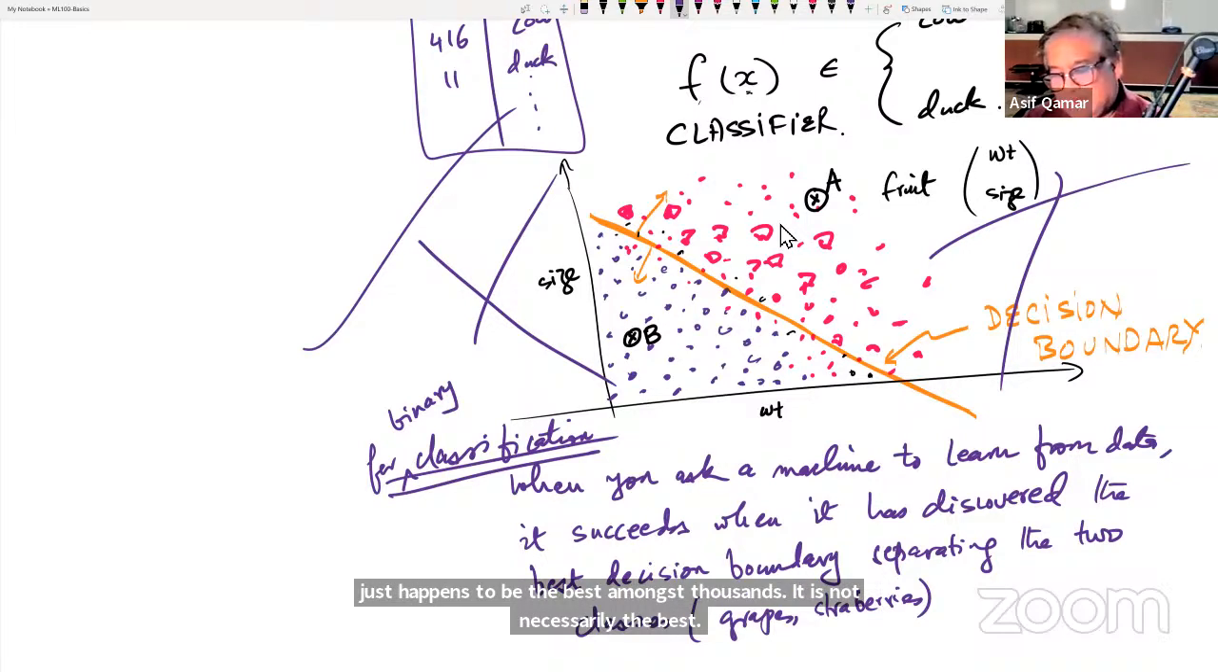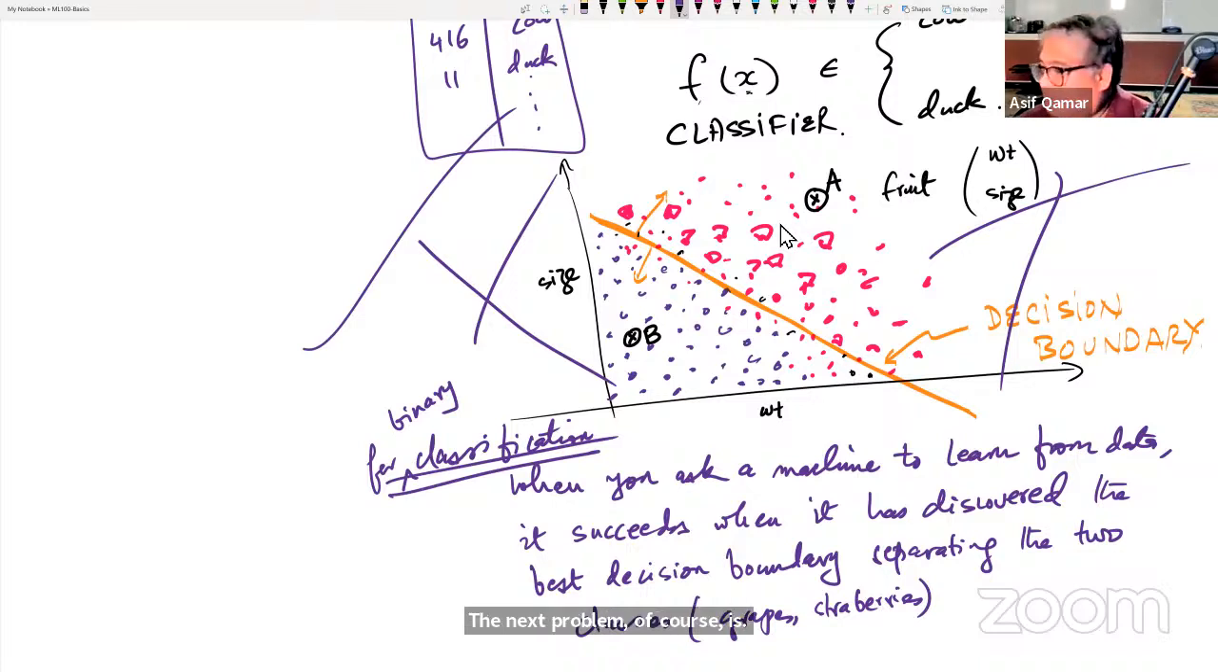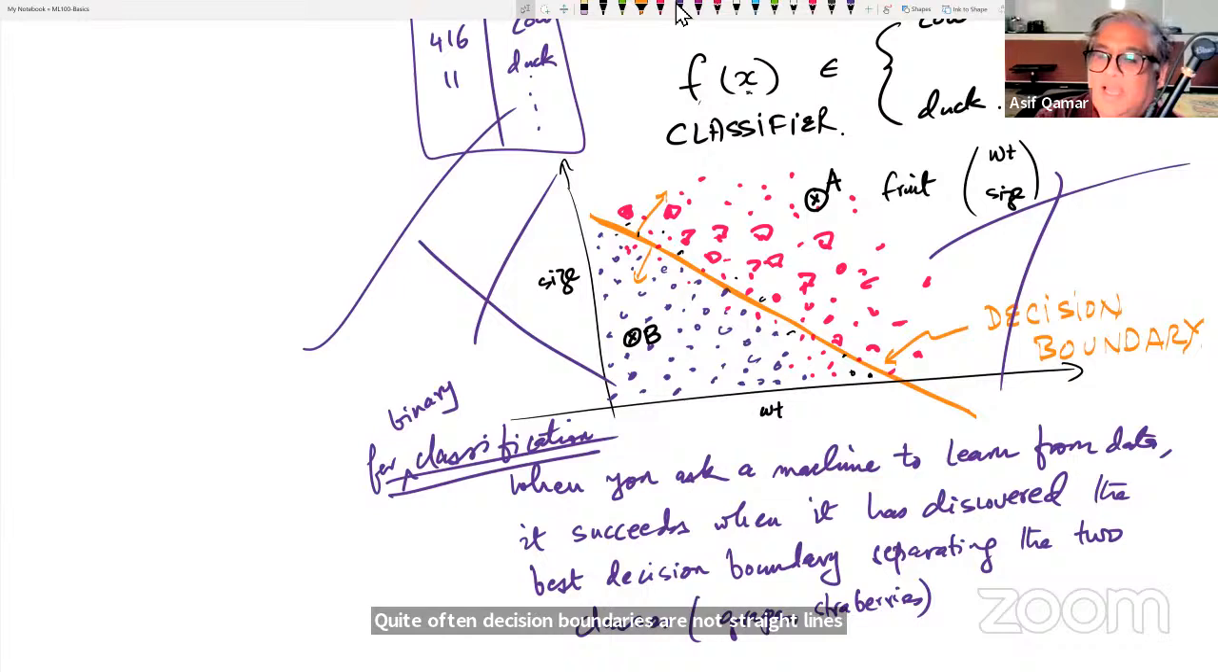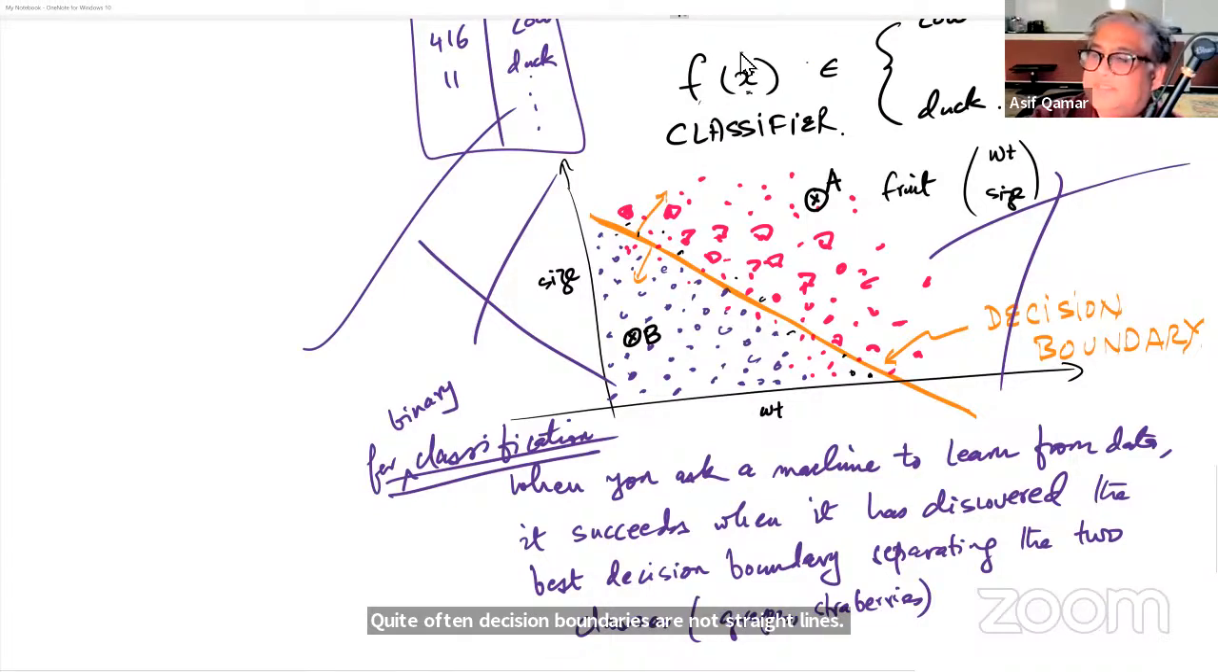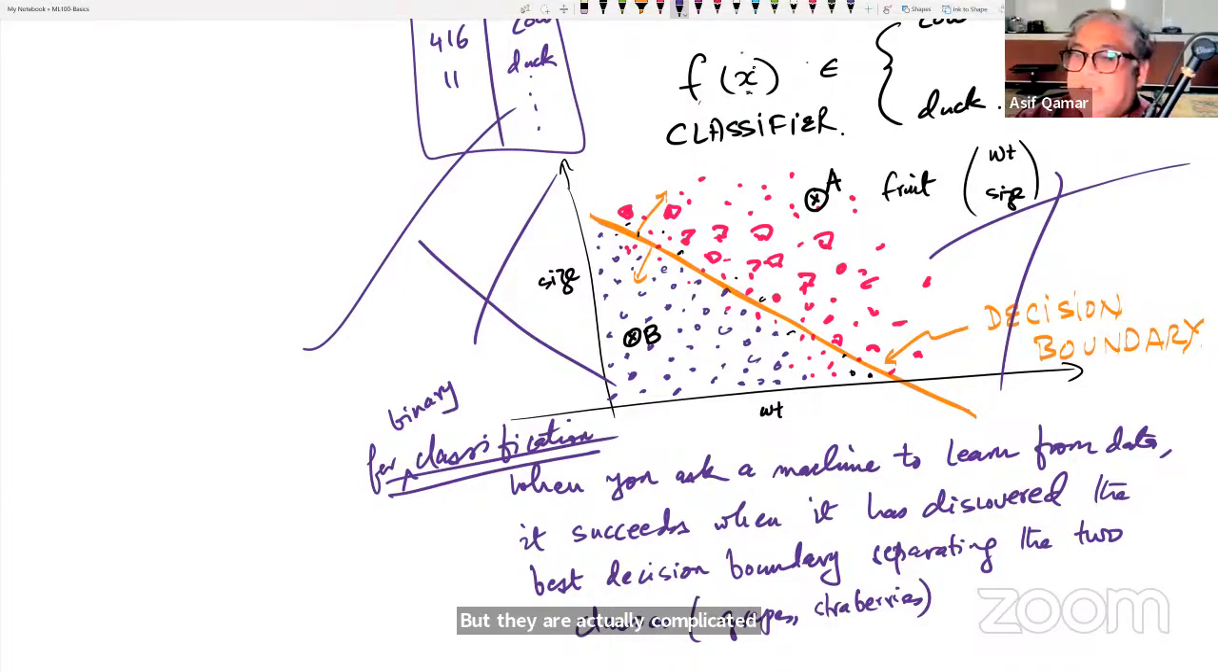The next problem, of course, is here I've made the decision boundary as a straight line. Quite often, decision boundaries are not straight lines, but they are actually complicated curves. They can be like this.